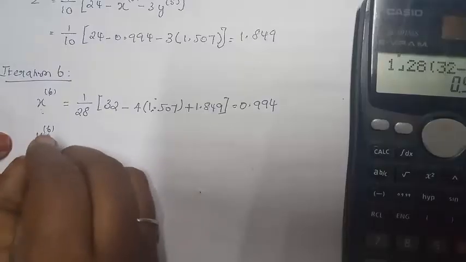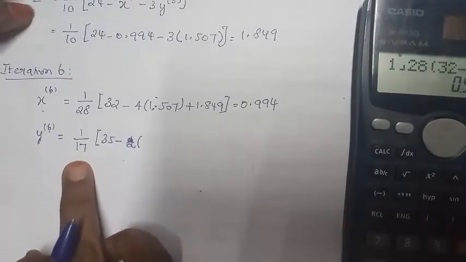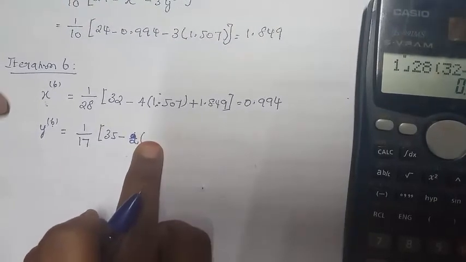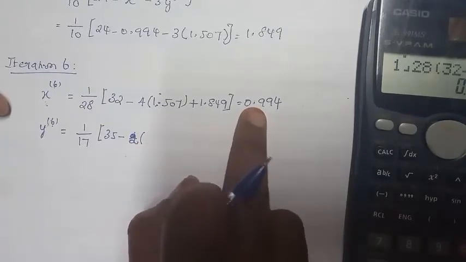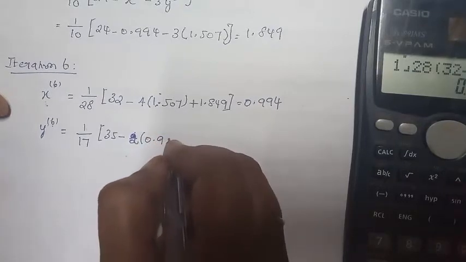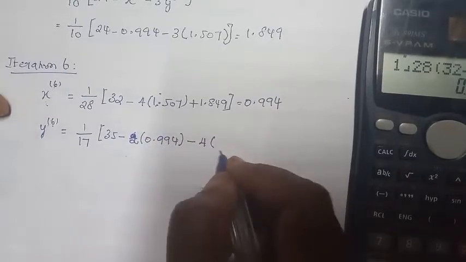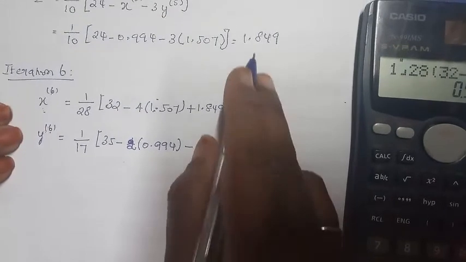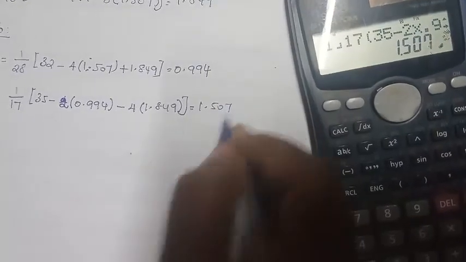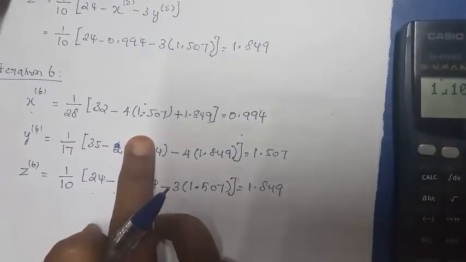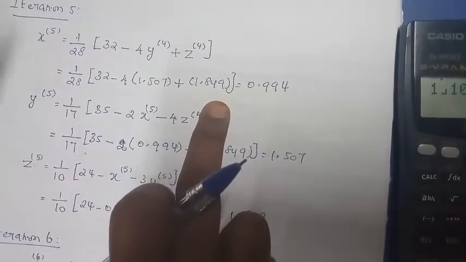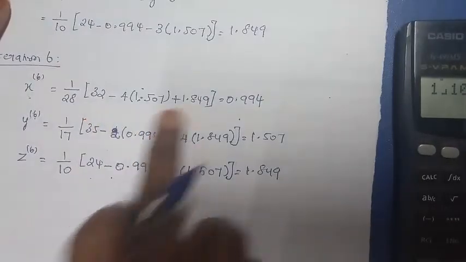To get the value of y in the sixth iteration: 1 by 17 into 35 minus 2 into x6, which is the recent value of x that you have obtained here, or else you can directly write the value here instead of writing it as x6, minus 4 into z, the recent value of z, which is 1.849, and the answer is 1.507. So as we did in the previous iteration, you can write this step and then substitute the values, or else you can substitute the values directly like this.